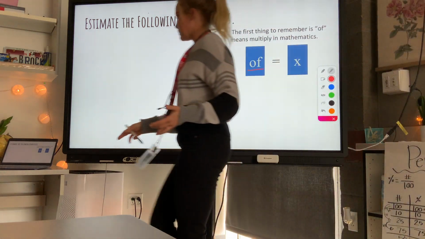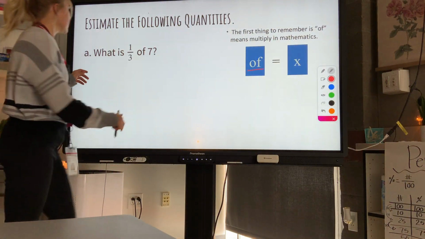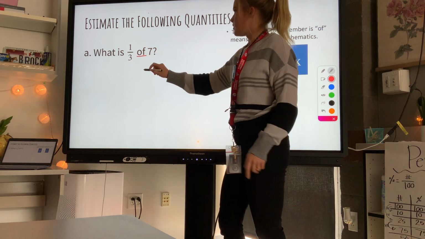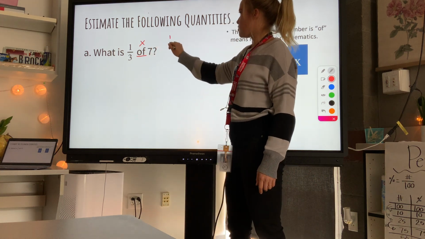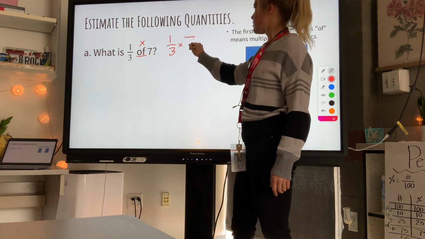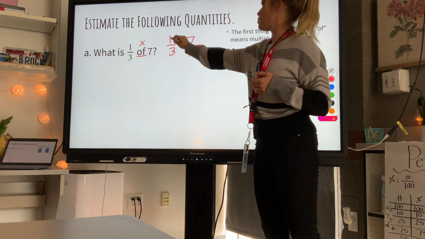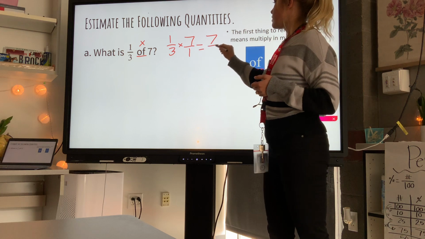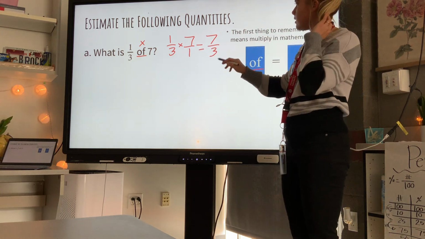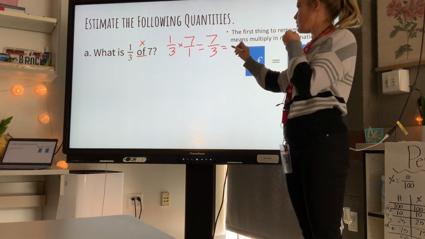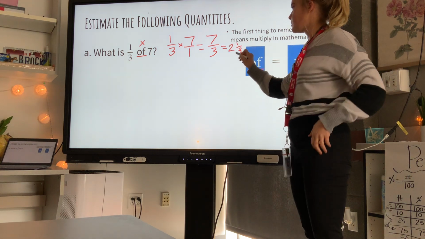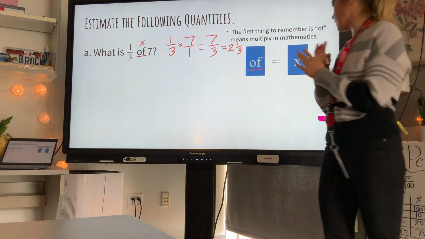So when it's asking, what is 1/3 of 7? Of means multiply, so it means 1/3 times 7. 7 as a fraction, we write as 7 over 1. So we can write this as 1 times 7, 3 times 1, 7/3. Okay? We can simplify it. 3 goes into 7 2 times with 1 left over. Okay, so of means multiply.